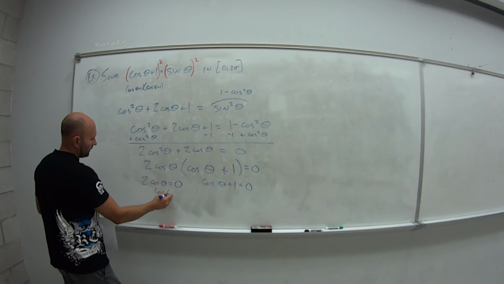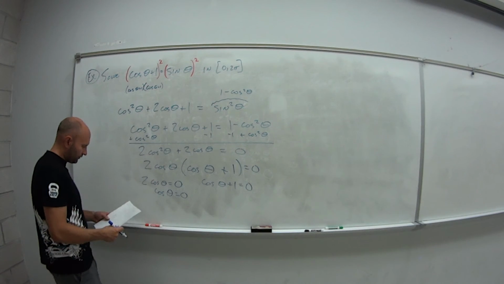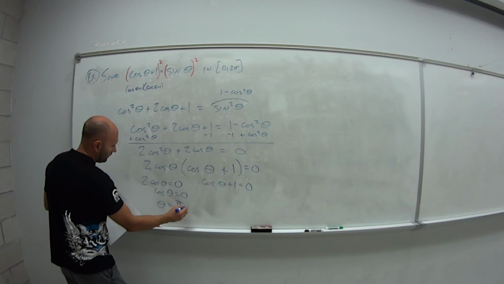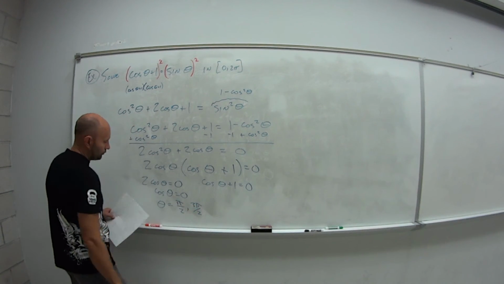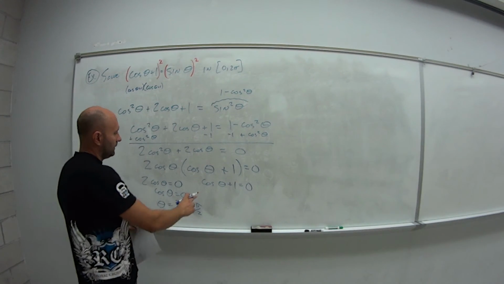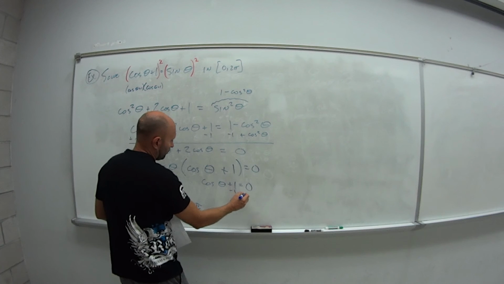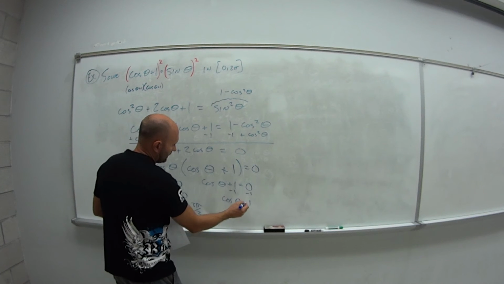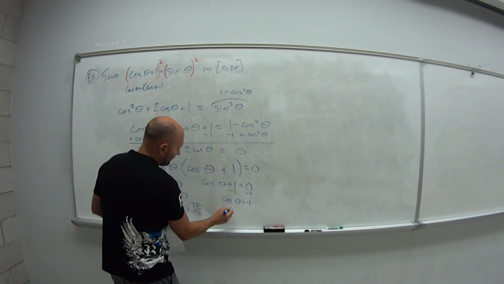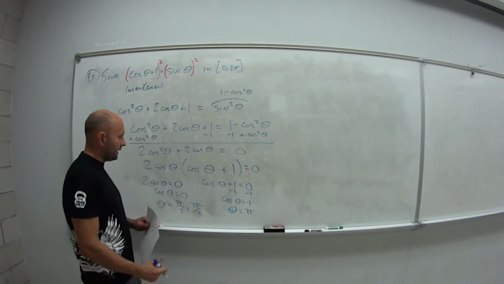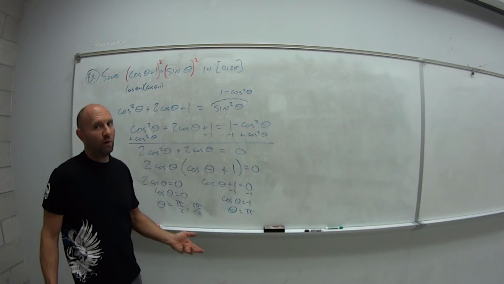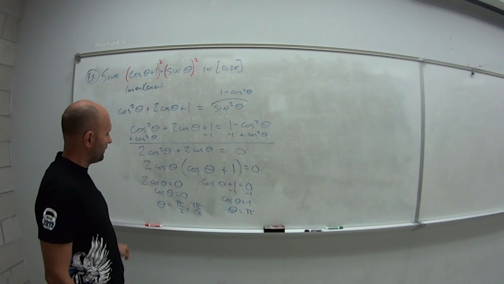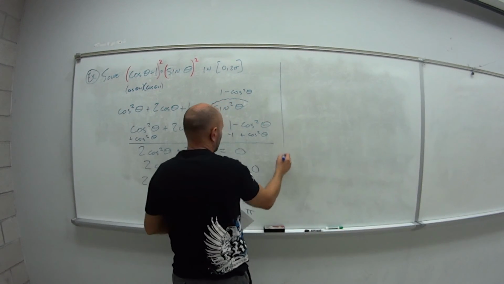Divide by 2 in the first one, I get cosine of theta is 0. And where is cosine of theta equal to 0? Well, it's when theta is equal to pi over 2 and 3 pi over 2. In the second equation, if I subtract 1 from both sides, I get cosine of theta is minus 1. And where is cosine of theta equal to minus 1? Well, that's when theta is equal to pi. So I have 3 possible answers, but I need to go in and check all these into the original equation before I squared it. So let's first check our pi over 2.